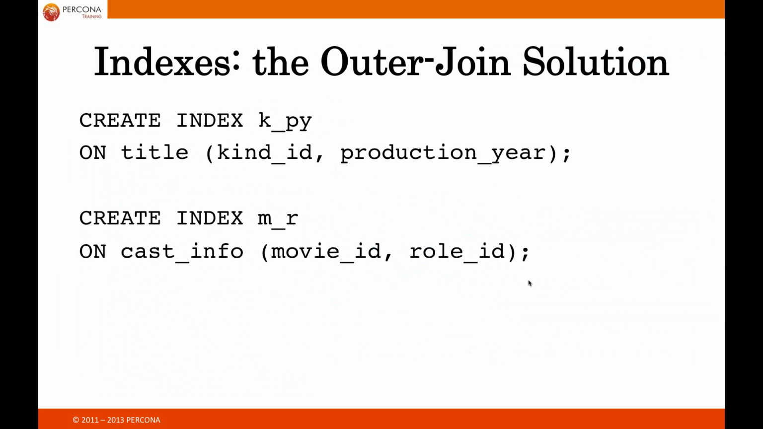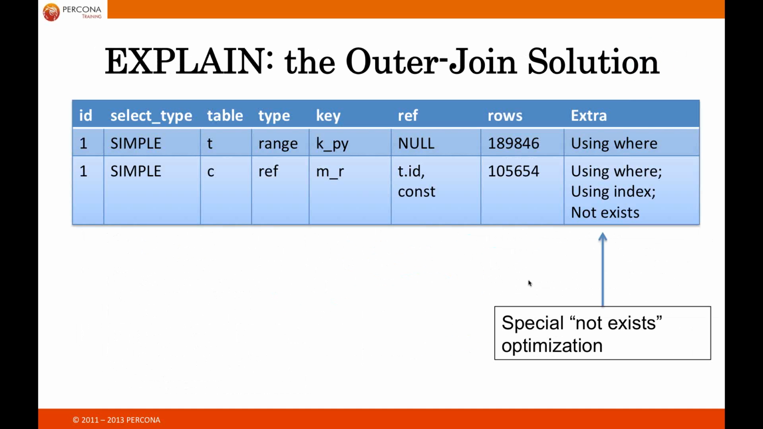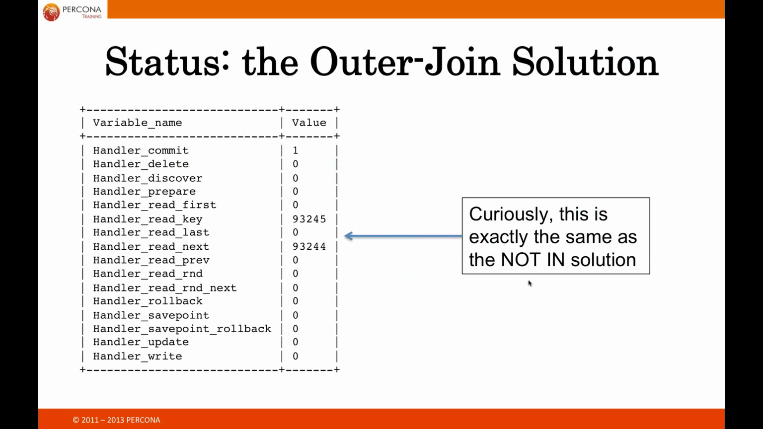The indexes are the same as before, and the explain shows that we're getting a special optimization reported in the extra column for not exists. It's something that the left outer join can do to try to get that performance benefit. It's making use of the index in a covering index manner. The using index note refers to that. Counting the actual number of row requests is very similar to the previous example, but it was able to access them in a different way.